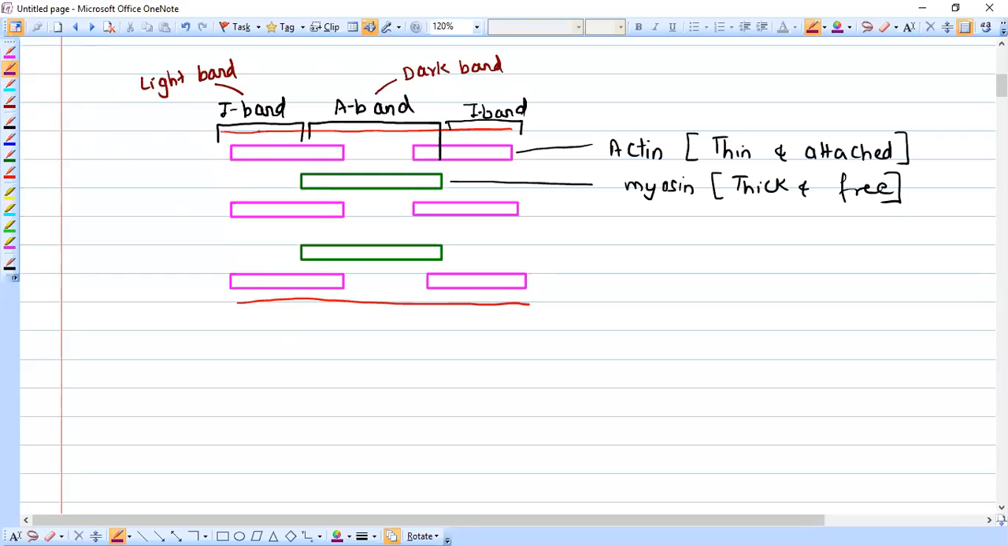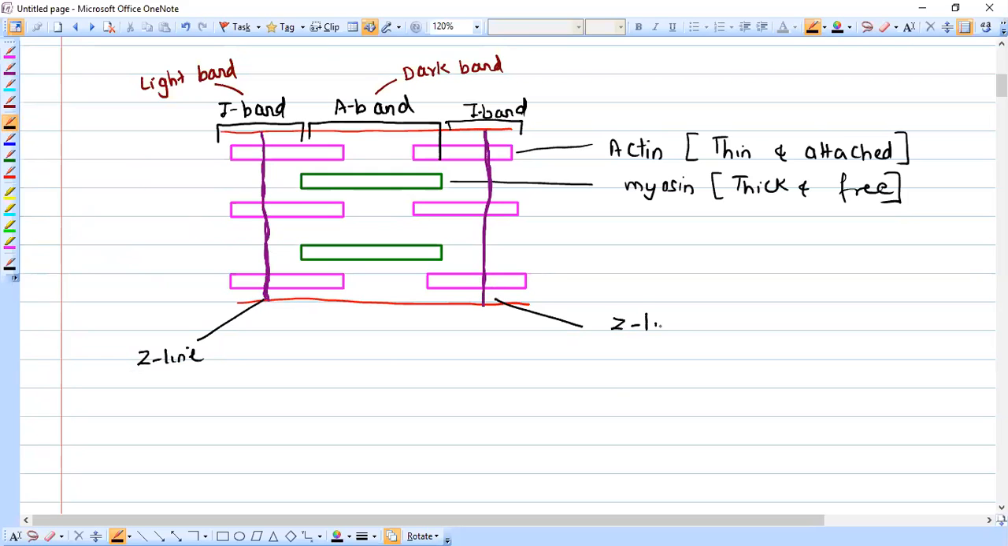This dark line that you can observe here is called the Z line. So in the I band, you see a dark line present. This dark line is called the Z line. The same Z line will be present here also. So I draw this. Now when I do the labeling, this line is called the Z line. This is also a Z line.